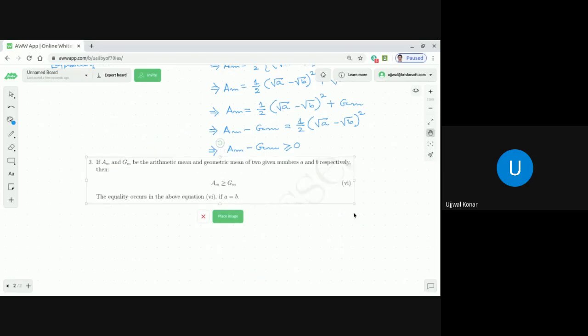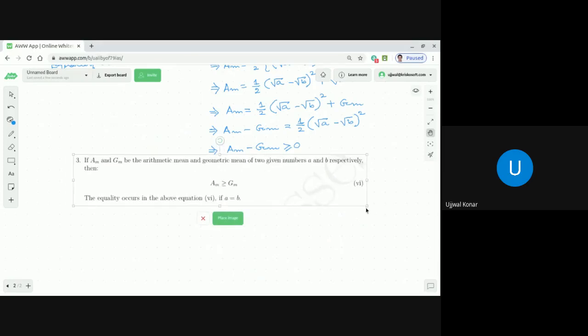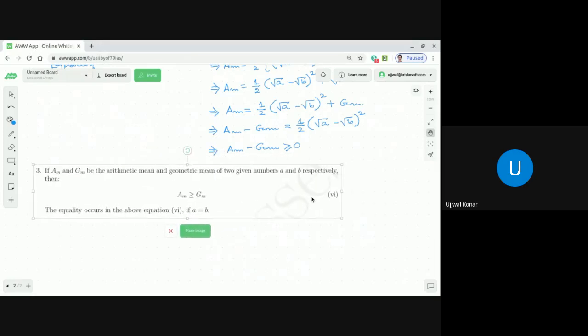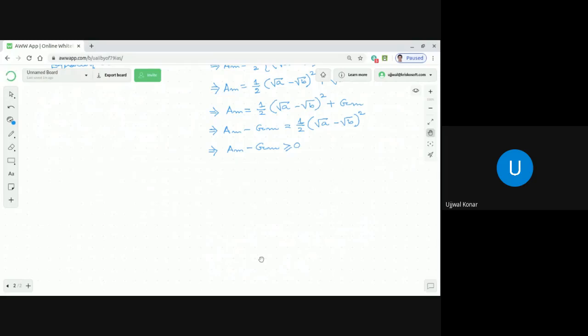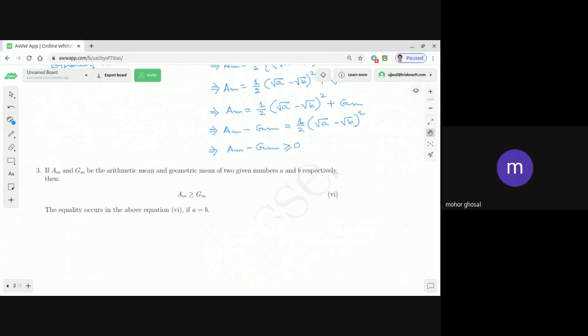So I'm just writing, dear students. From the note, if AM and GM are the arithmetic mean and geometric mean of given numbers A and B respectively, then AM is greater than or equal to GM. The equality occurs in the above equation if A is equal to B. Correct, no, dear students? Yes.